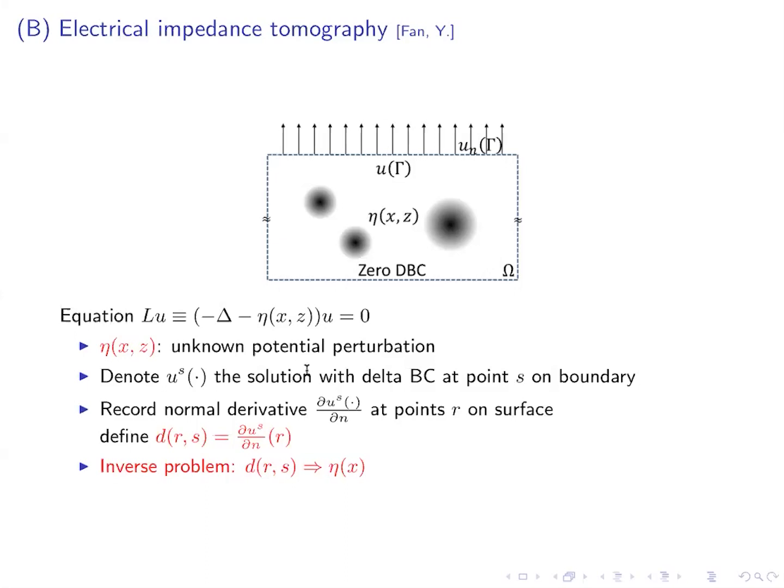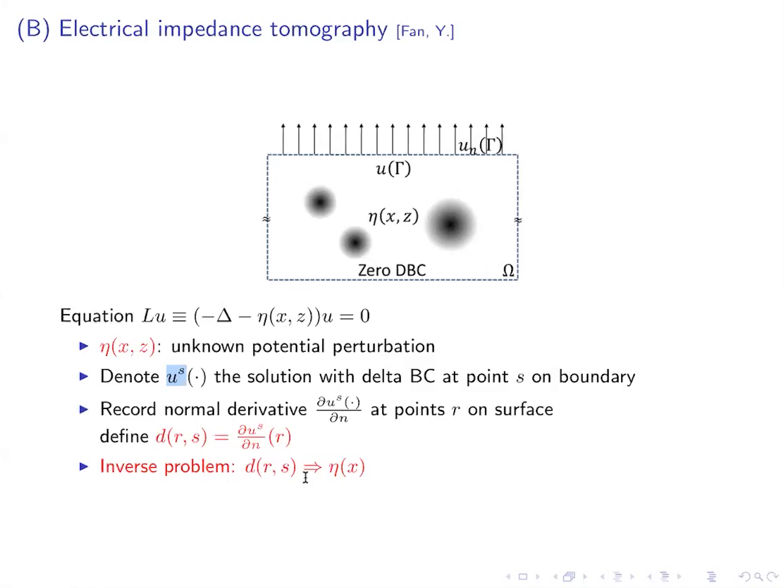So the physics goes as follows. In our experiment, we're going to put a delta source, so specify the boundary condition to be 1, and then we're going to solve for the solution. If you call this source point S, where I specify the delta boundary condition, the solution I will denote by US. Then I'm going to measure the normal derivative of US at all the boundary points R. Okay. So if I iterate through all sources and all boundary measurements, I'll have this 2D array, which is called the Dirichlet to Neumann map, which I denote by D here.